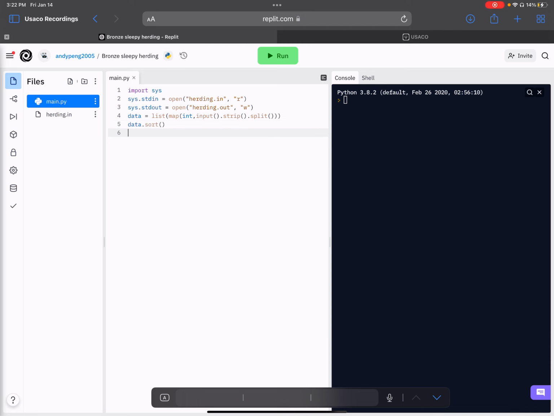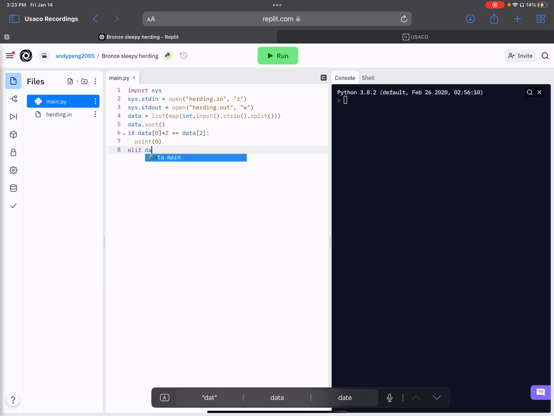Okay, so let's think back to our solution, right? So first, if the three cows are in consecutive positions, then we just print 0. So how do we say that? Well, if the third cow is 2 away from the first cow, and they're sorted, that means that they must be in consecutive positions. So if data 0, that would be the first cow, plus 2 equals data 2, then we print 0. This is for the minimum, right?